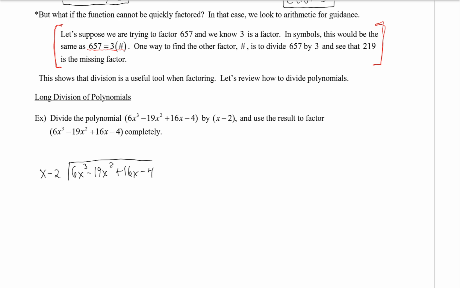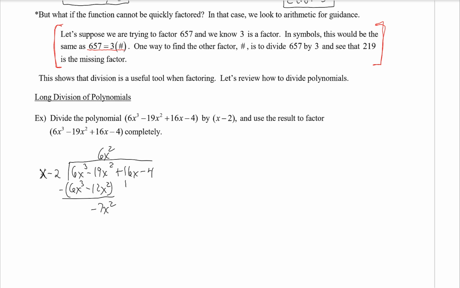So x times 6x squared. So x times 6x squared is 6x cubed. So you're looking for a term such that when you take that term times this leading term of the divisor, you get this leading term of the dividend. So 6x squared times x is 6x cubed. Then we go ahead and multiply this whole thing times the entire divisor. So 6x squared times negative 2 is negative 12x squared. And then we subtract, just like in elementary school, and get negative 7x squared.